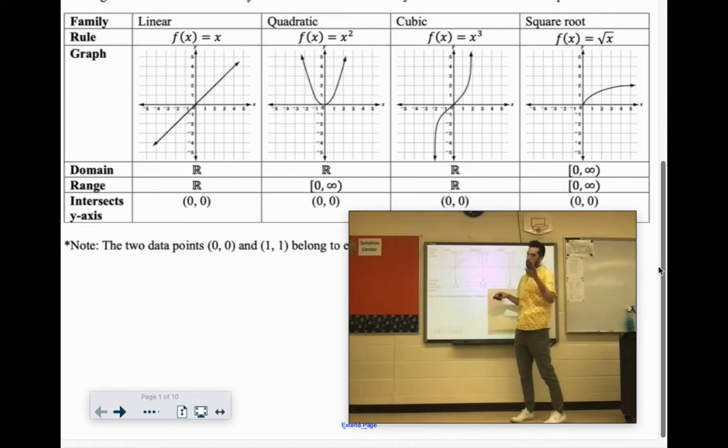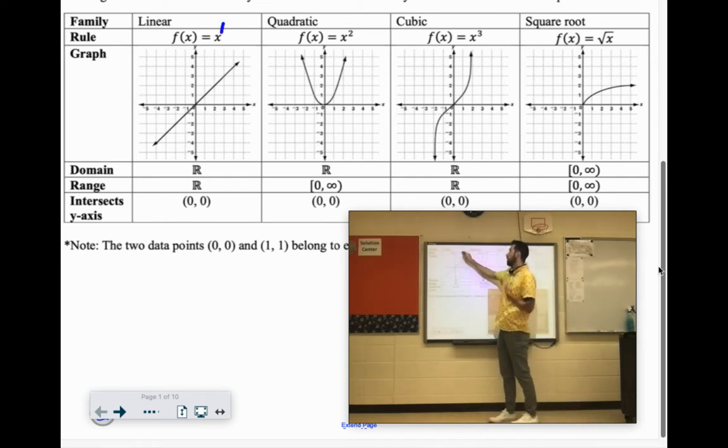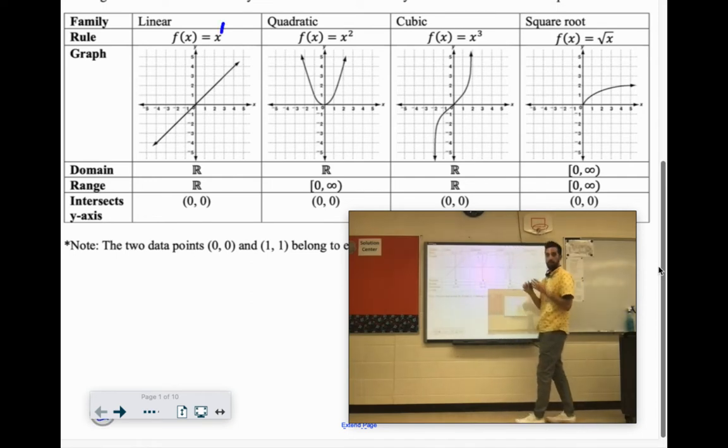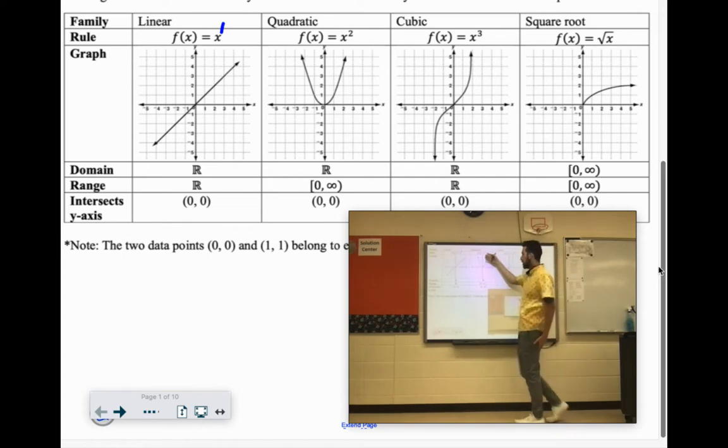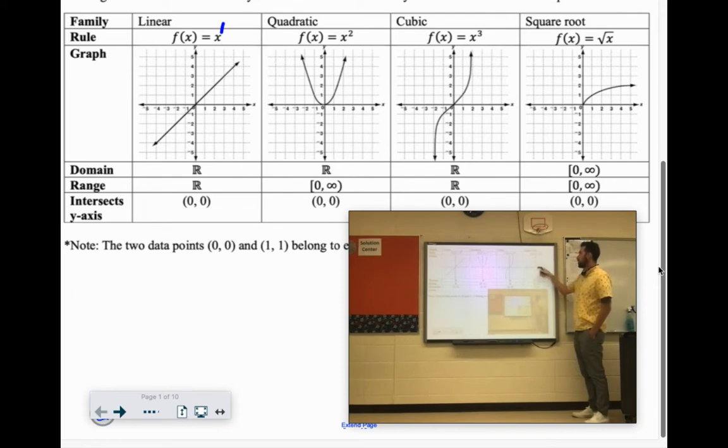Just remember, domain, x values, range, y values. So on the cubic ones, to the third power, that's all real numbers for both of them. So it's like to the first power and to the third power are both all real numbers. Squared, you have to worry about the range, and then the square root, you'll notice you kind of got to worry about everything. So all the x values are greater than 0, right? So the way you write that is bracket 0 to positive infinity.